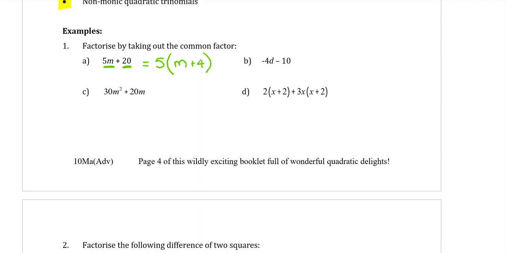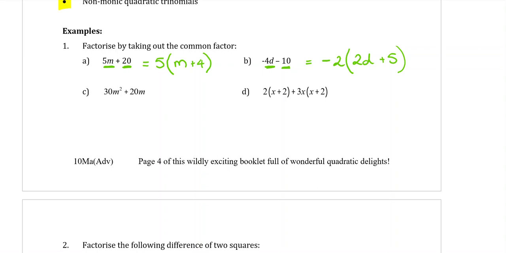Looking at b, we have minus 4d take away 10. If both of the terms are negative, then we want to bring out the negative as a factor as well. From 4 and 10, we can divide both of those by 2. Then I'm going to open the bracket. Minus 4d divided by minus 2 will make a positive 2d. Minus 10 divided by minus 2, so the minus is out the front, 10 divided by 2 makes a positive 5, close the bracket. You can always check if you've done it correctly by expanding it back out in your head and seeing if you get what you originally started with.